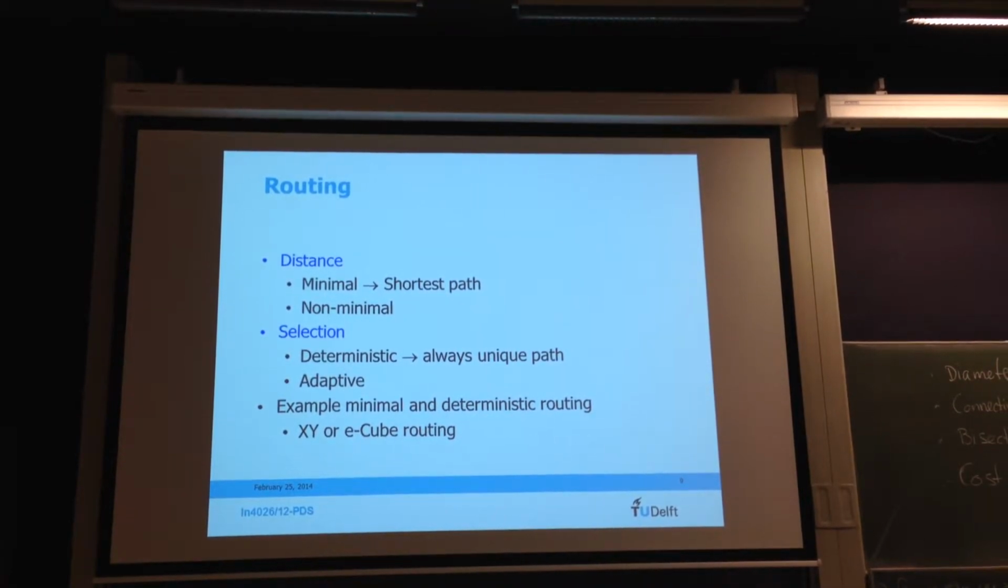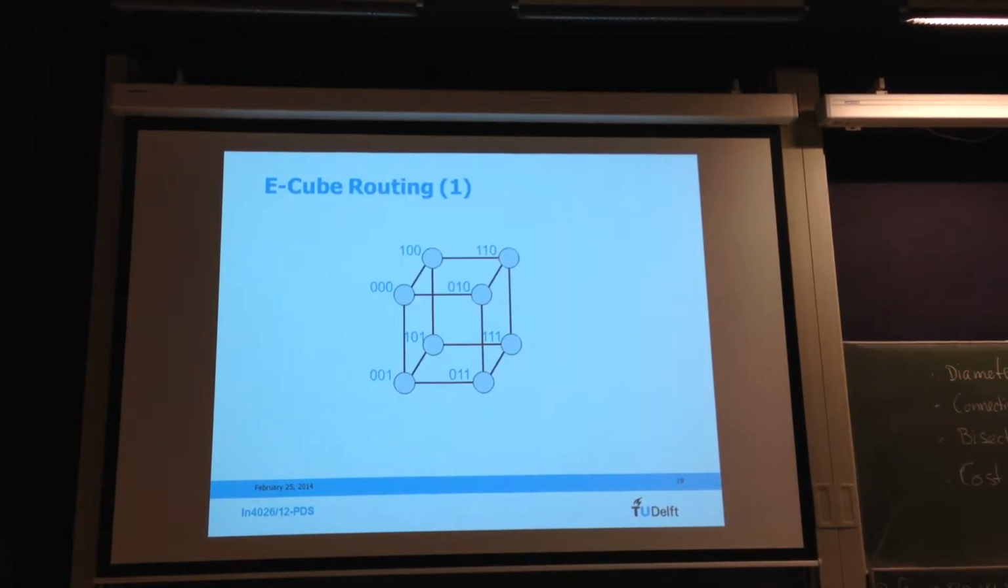So the route selection can be either deterministic, it always takes a unique path, or it's dynamic or adaptive, depending on conditions in the surroundings where the message is being sent. An example of minimal and deterministic routing, minimal being it always takes the shortest path, and deterministic it always takes the same path, is the XY or E-cube routing algorithm.